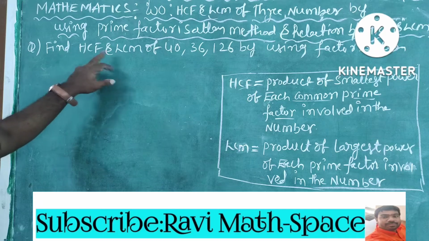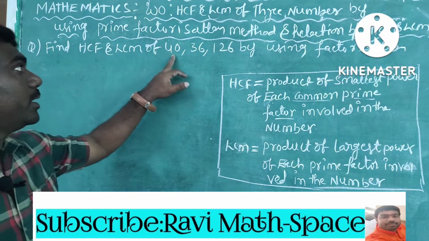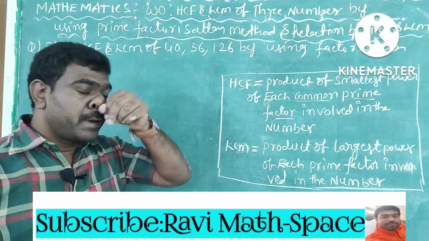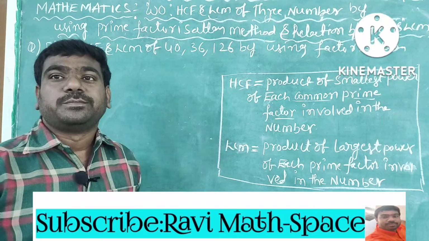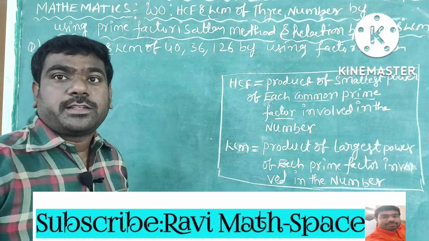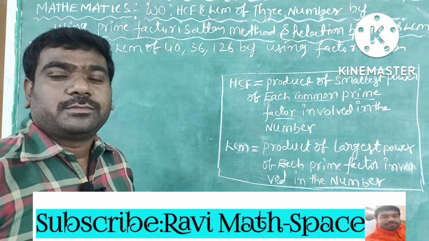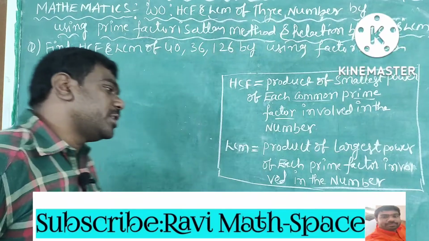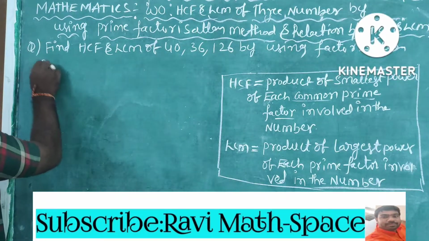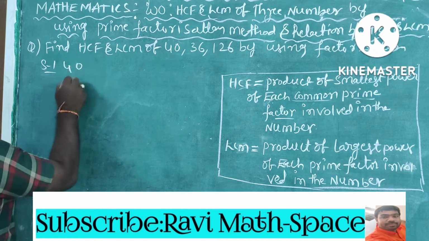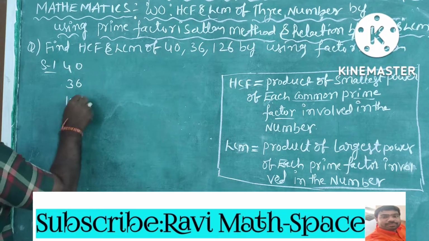Find HCF and LCM of 40, 36, 126 by using the prime factorization method. Can you tell me what is the first step here? The first step is to take the given numbers. What are the given numbers? 40, 36 and 126.